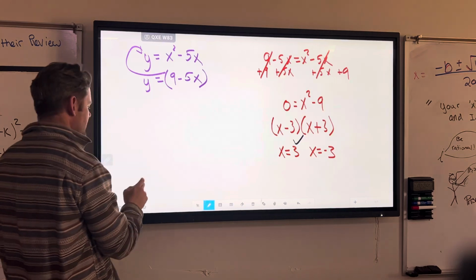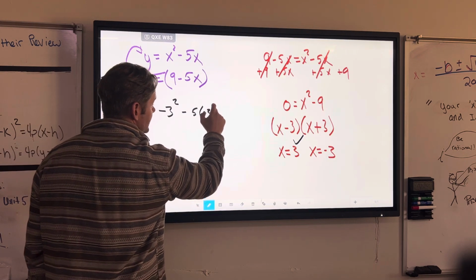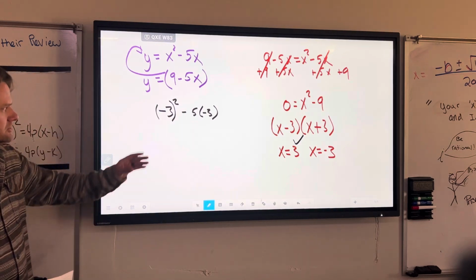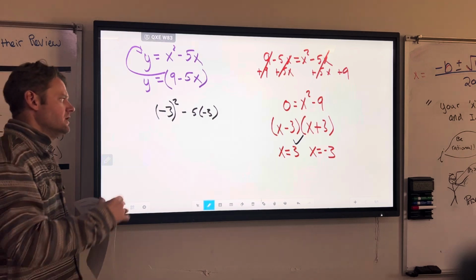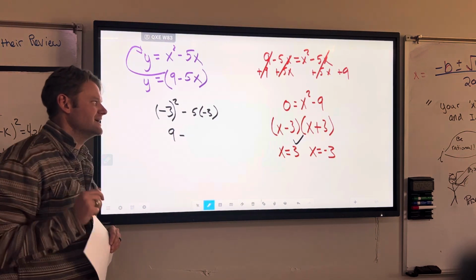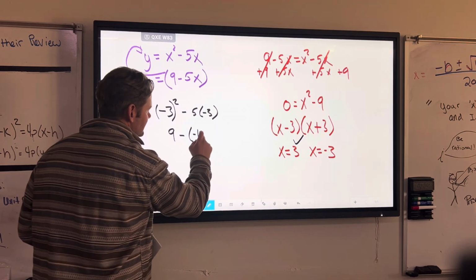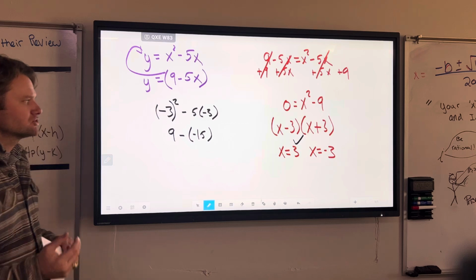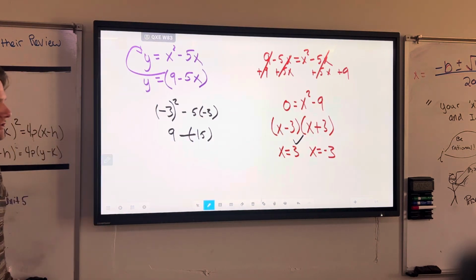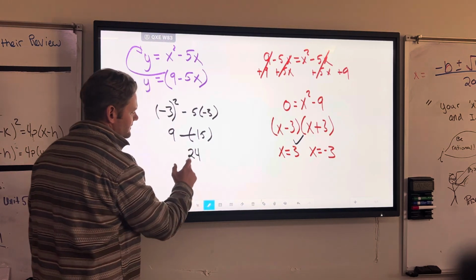Now, let's plug in our negative 3. Negative 3 squared minus 5 times negative 3. Negative 3 squared, remember if you put it in the calculator, you do need to put parentheses around it. Hopefully you know a negative times a negative does yield a positive. So I get 9 minus 5 times 3 is a negative 15. When I subtract a negative, right, you can do this little trick and add those together. So 9 plus 15, that gives me 24.